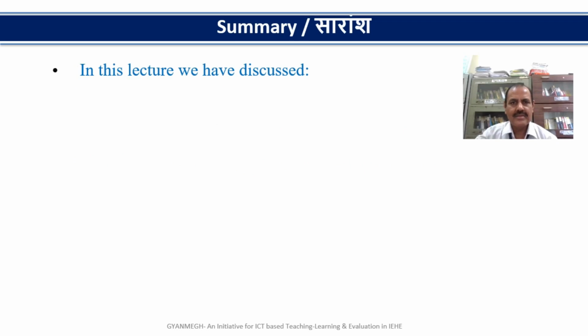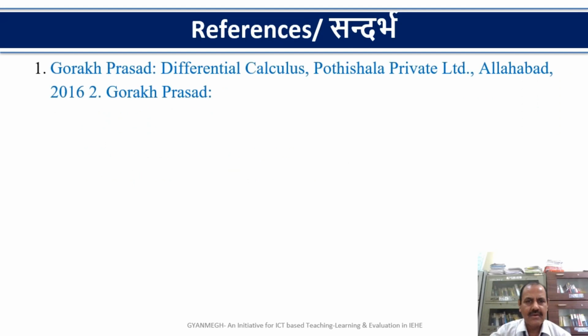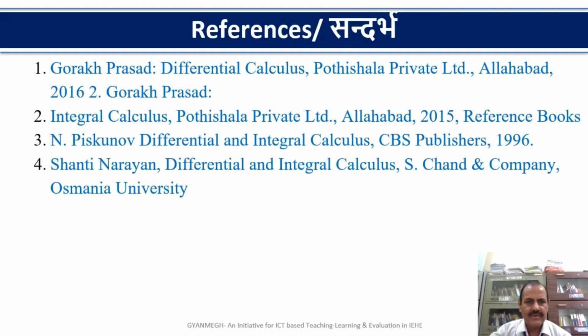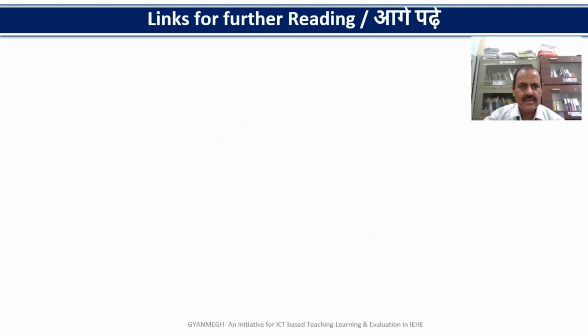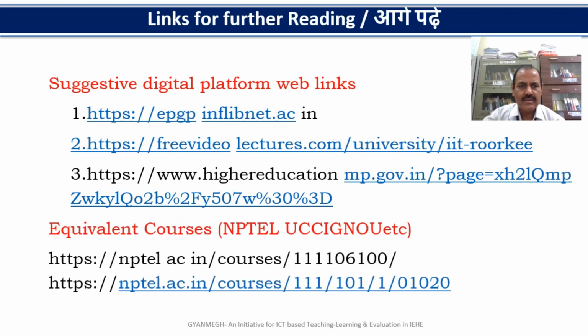Now let us discuss the summary of what we have discussed. In this chapter we have discussed the learning outcomes, link to previous topics, introduction, definition and example of convexity and concavity, and tests of convexity and concavity. Now you can see the references for further reading. These are the references, online links. You can read this topic in these links.